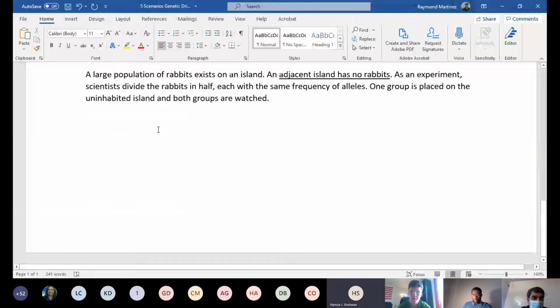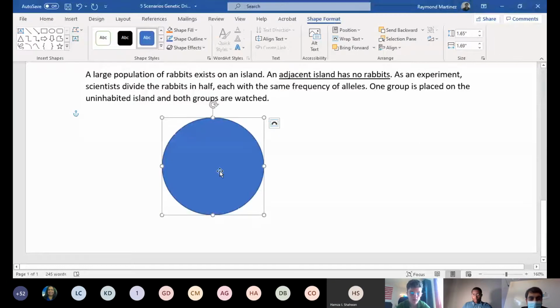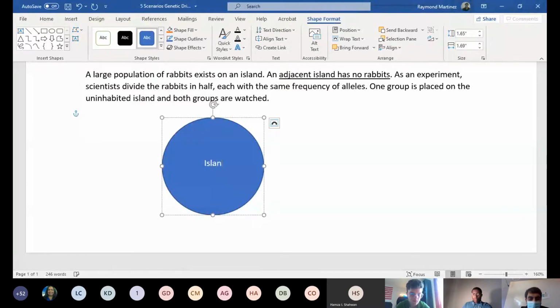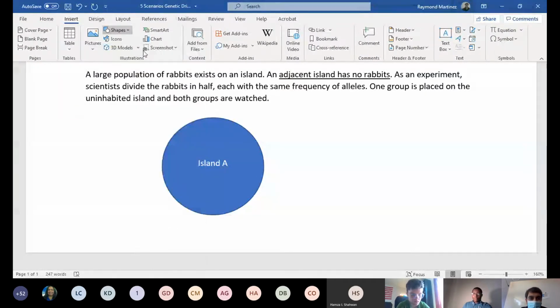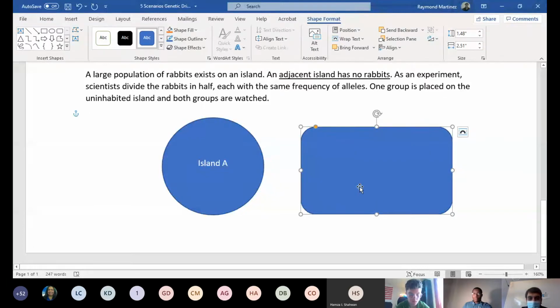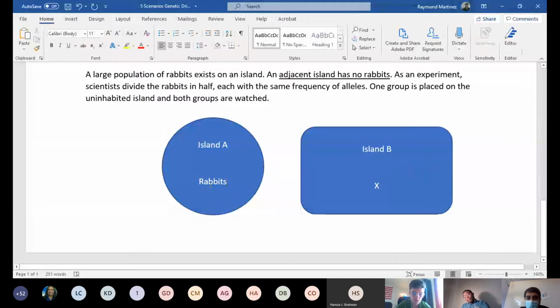So here, let's see if I can draw a picture for you. So we got one island here. Let's call it Island A. And we've got another island. Let's call it Island B. So in Island A, there's already rabbits, right? We've got rabbits. On Island B, there's nothing. So we're taking the rabbit population, we're dividing it in half, and moving it over to Island B, where there are no rabbits, right? What is going to happen to that rabbit population?